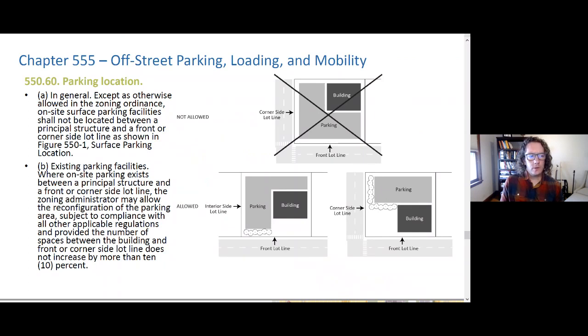Just a few parking related tweaks that we want to cover here. There is a new development standard, in Chapter 550, that makes clear that surface parking is not permitted between a principal structure and a front or corner side lot line. There is some language here that provides some flexibility, however, if this is an existing condition that you have on site and you need to improve the parking area. Next slide.